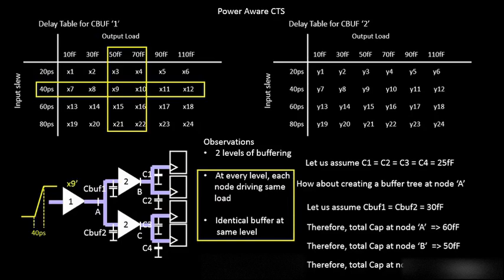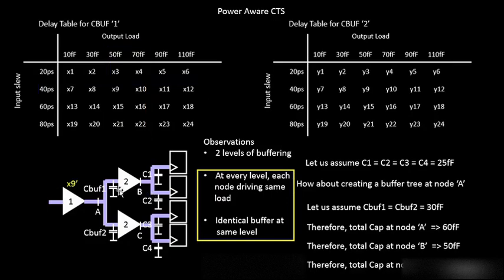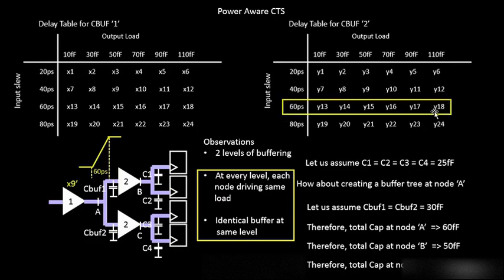That value is interpolated through some equations, and then you get x9 dash, which is the delay of CBUF1. Okay, similarly, let's take another example with buffer type 2. Let's say the input slew of this buffer is 60 picoseconds. That locks in this particular row of the delay table of CBUF2. And the output capacitance at this point is, let's say, 50 femtofarads, so that locks this particular column of the output load. Now the intersection of this input slew and output load is y15, which becomes the delay of this particular cell.